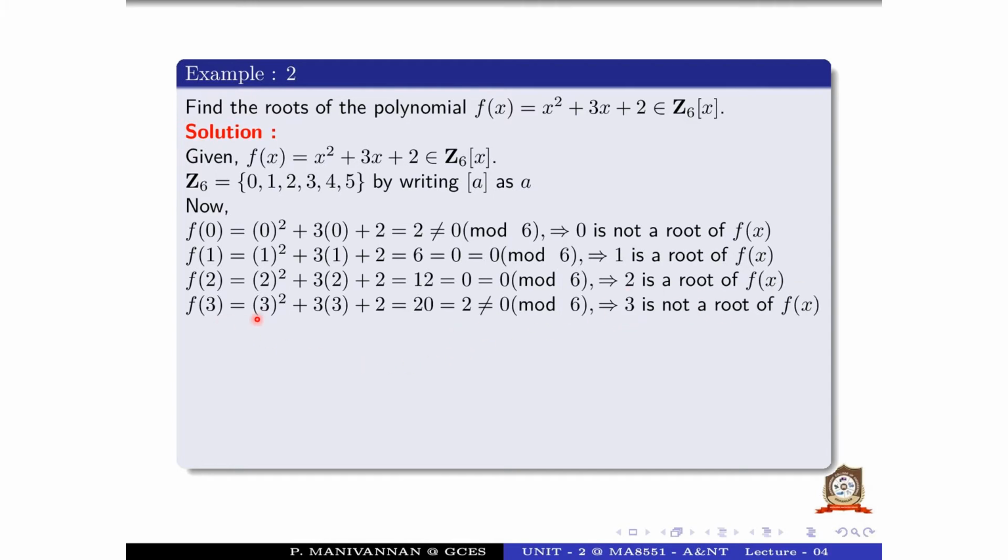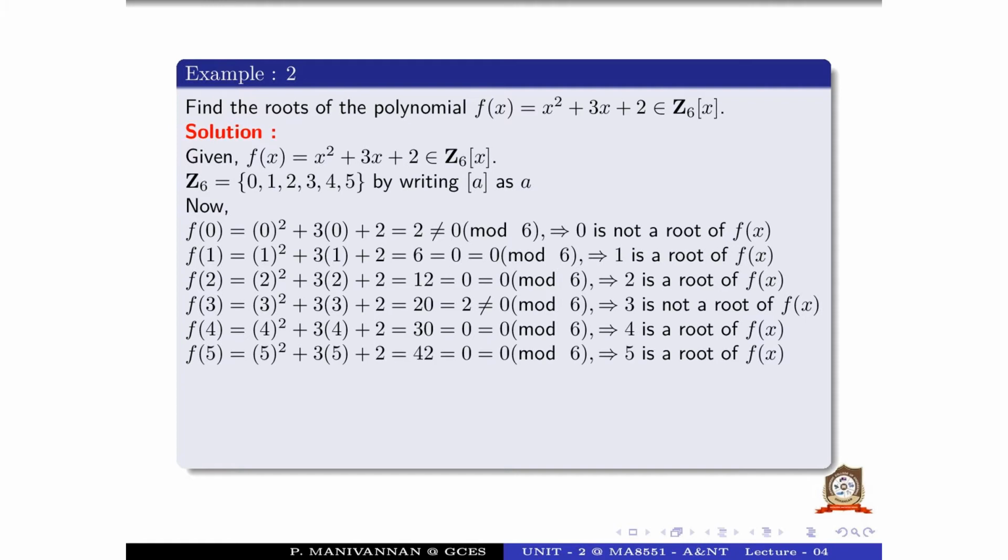f(3) = 20. 20 divided by 6 leaves remainder 2, not equal to 0, so it is not a root. Then f(4) = 30, and 30 divided by 6 leaves remainder 0, so 4 is a root. For 5, the value is 25 + 15 = 40, plus 2 is 42, and 42 divided by 6 leaves 0. So 5 is a root.